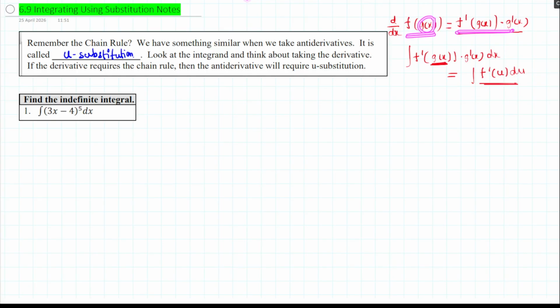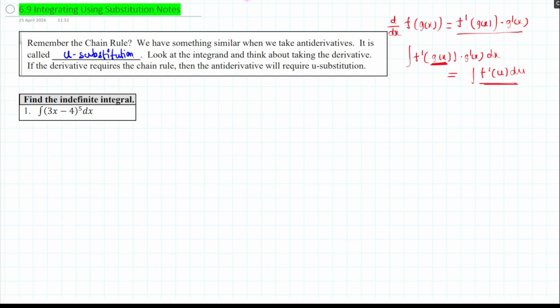In a similar way, we have this piece: the antiderivative of f prime of g of x times g prime of x dx. To evaluate this integral we use the inverse process, which is called U-substitution. If you take g of x equal to u, then this integral becomes a simpler one, easy to work with. So this is called U-substitution.